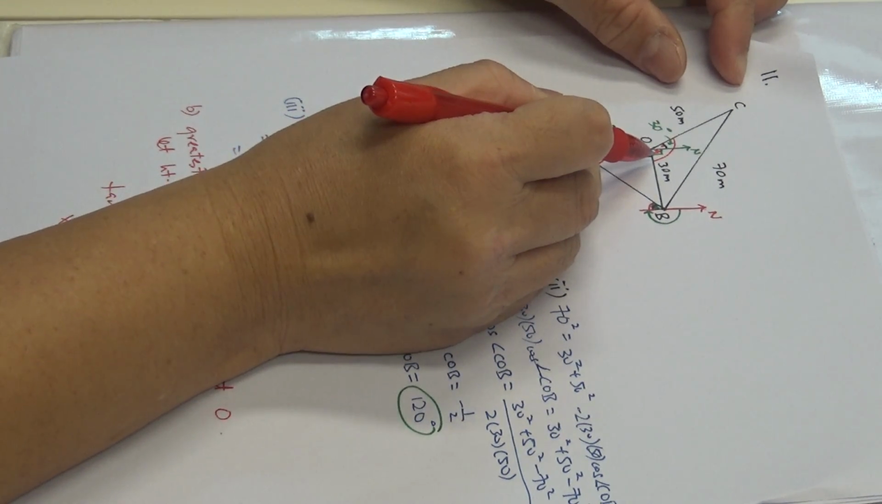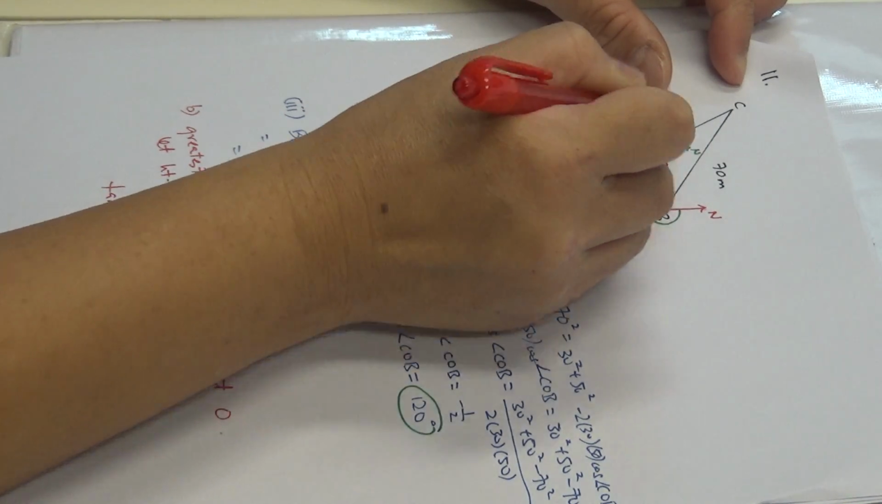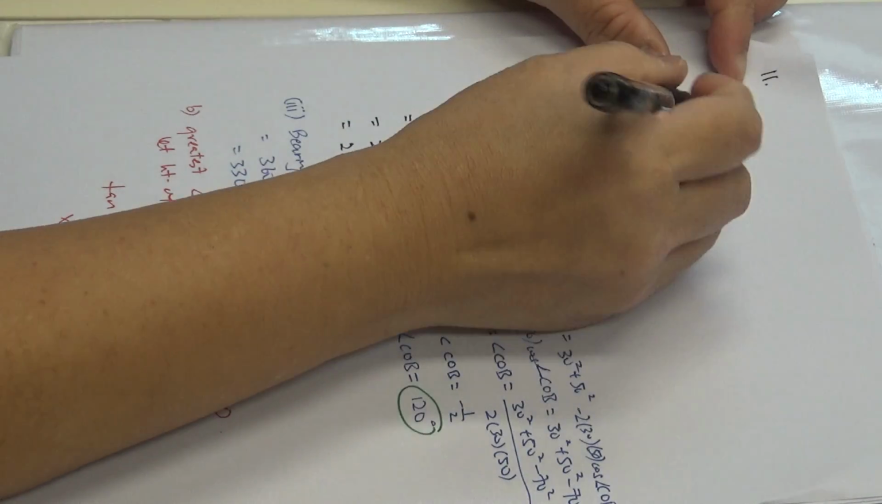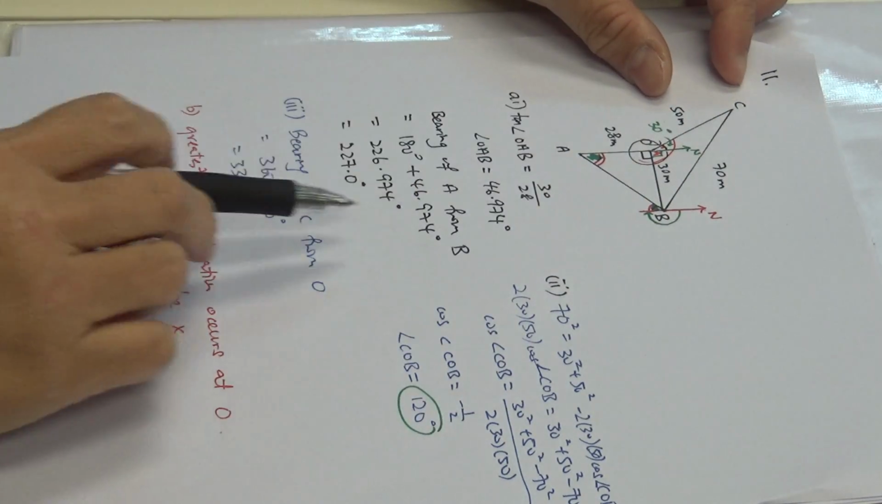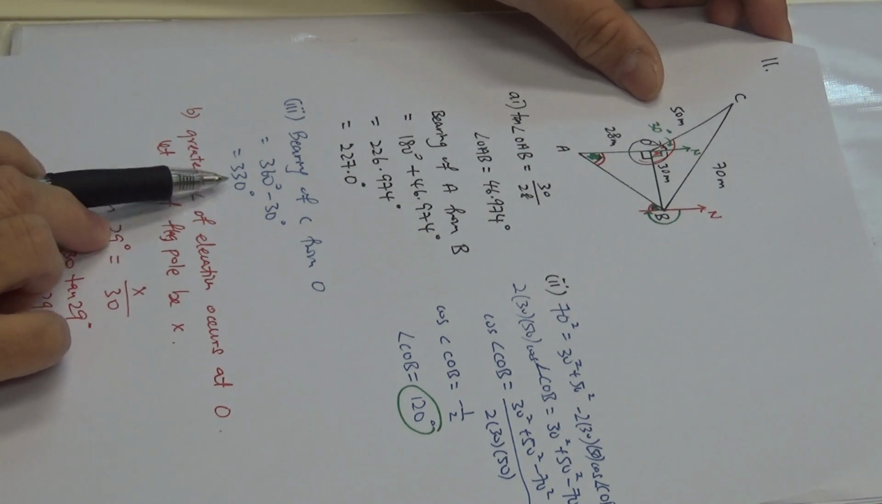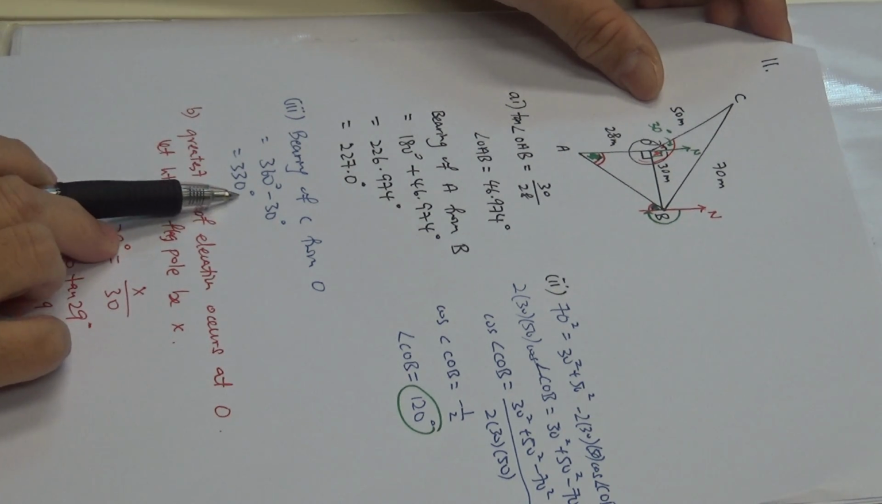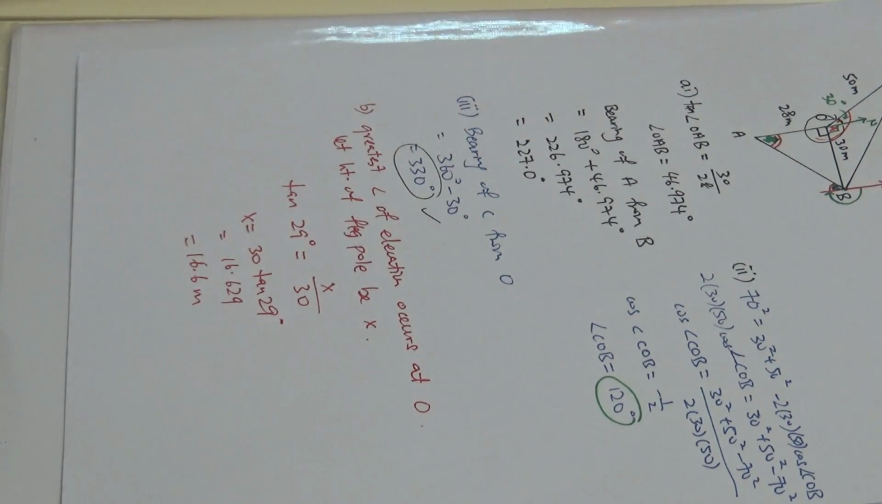Okay, they want the bearing of C from O. That means I want this whole angle here until here. So I take 360 degrees minus 30, I'll get 330 degrees. Okay, 330 degrees. This will give us the answer to part 3.